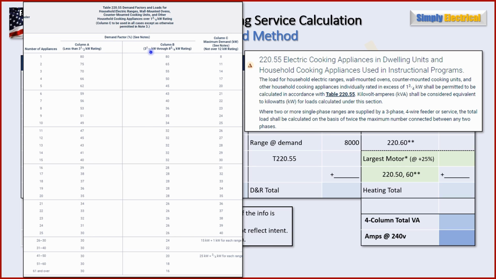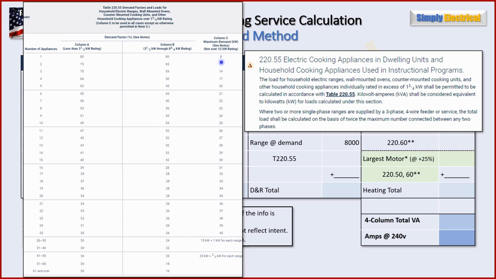Now we're going to get to the notes on the next slide, but first let's take a look at this table and just kind of see how it's laid out and what it's telling us. Now we have 3 columns here, A, B, and C. A and B have demand factor percentage values. So these are percentages. This is really key to understand, because you can really get confused if you get the columns mixed up. A and B are both percent values, whereas C is actually a kW rating.